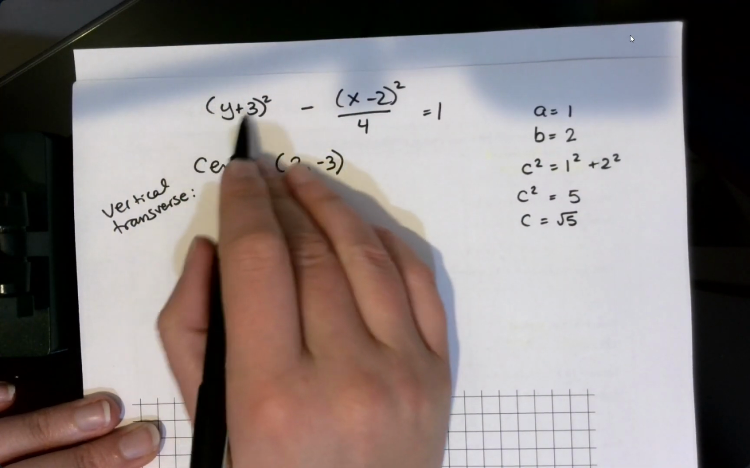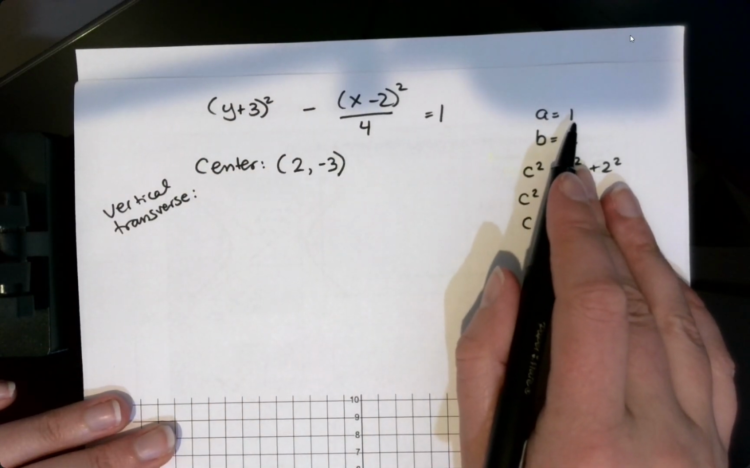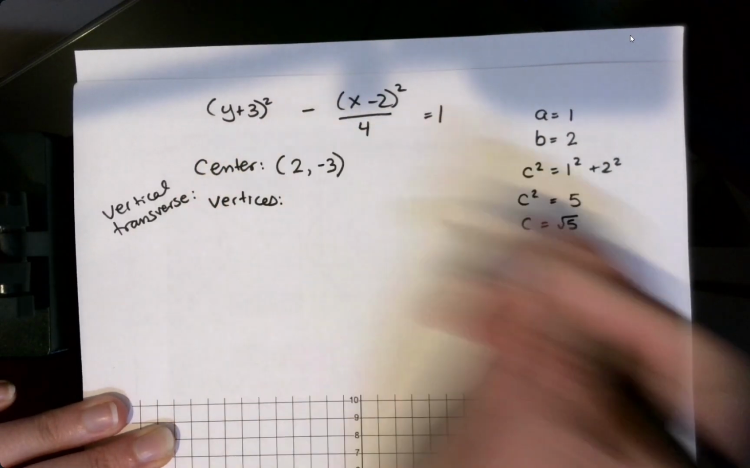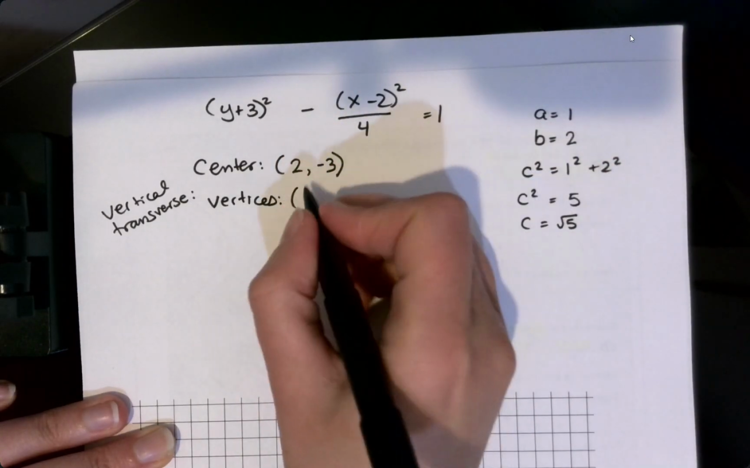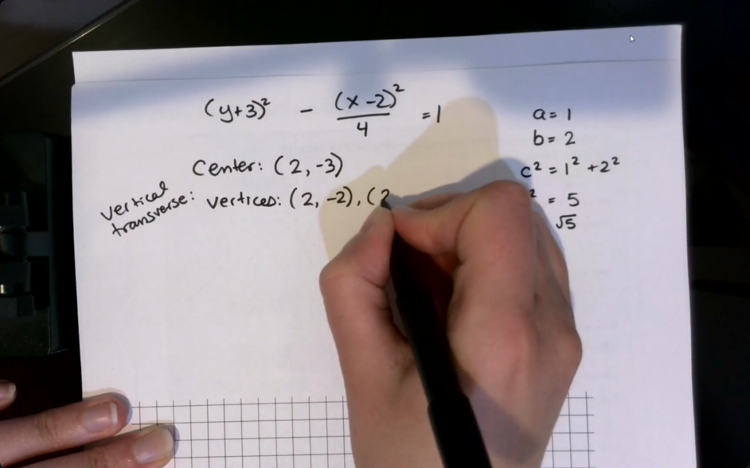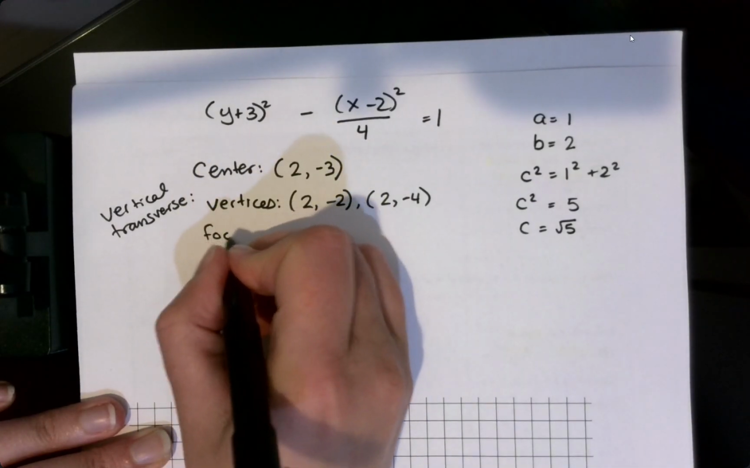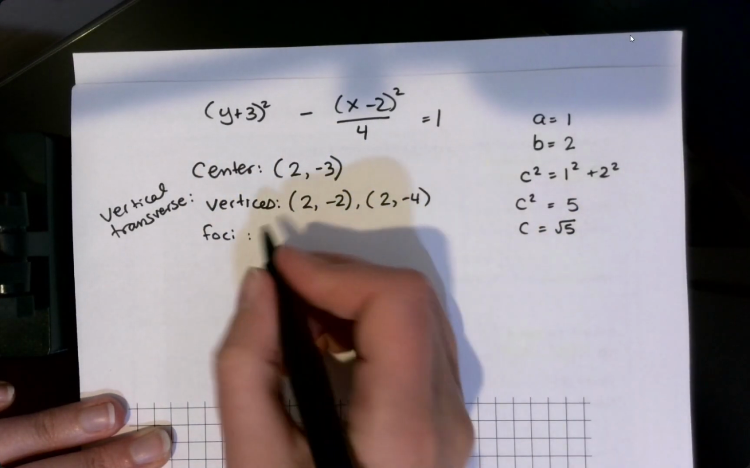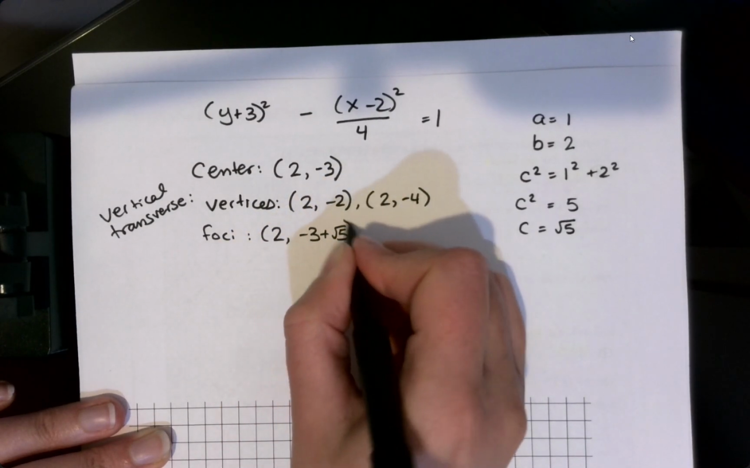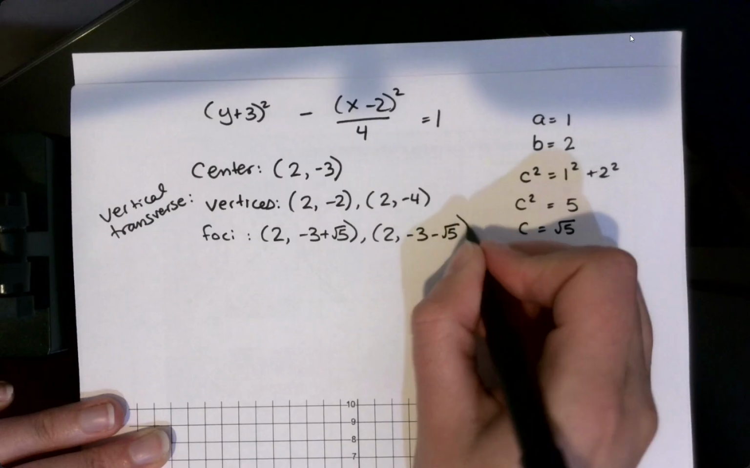Because the y variable is the one that is positive, we're going to be going up and down for our vertices, this a value. If I go up 1 and down 1, this will put us at (2, -2) if I go up 1, and (2, -4) if I go down 1. And then our foci are going to go up and down square root of 5. So (2, -3 plus the square root of 5) and (2, -3 minus the square root of 5). Those will be my foci.